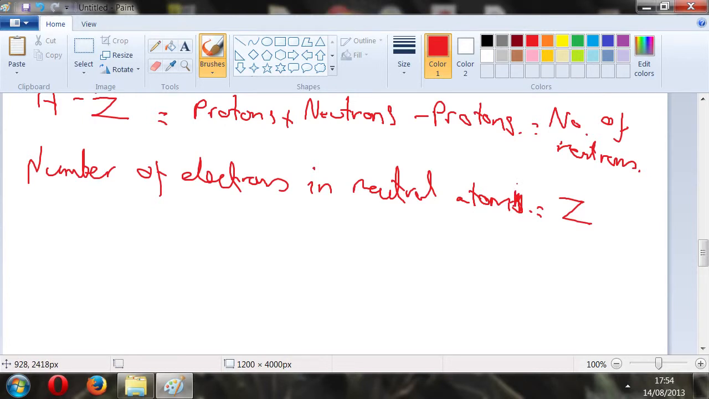And remember, this is like electrostatic charge. It's a very powerful charge, considerably stronger than many other forces. It's very strong, this stuff. So, number of electrons in a neutral atom.